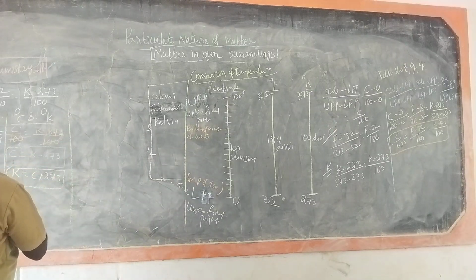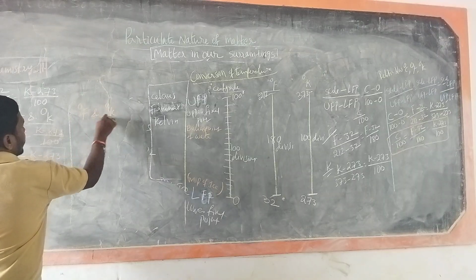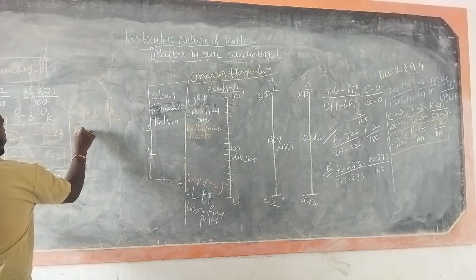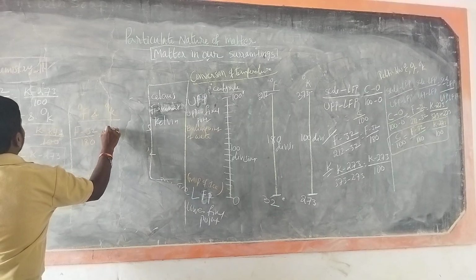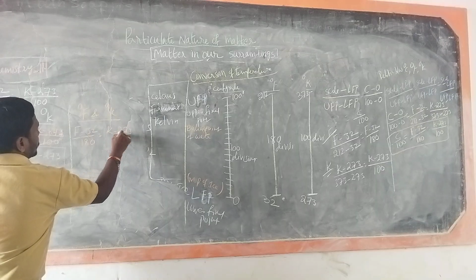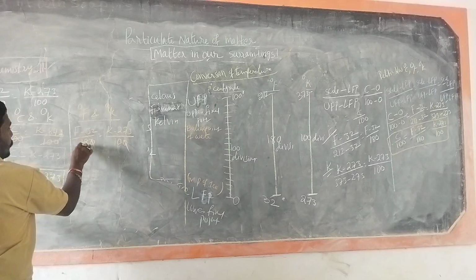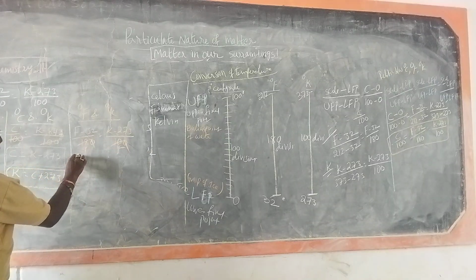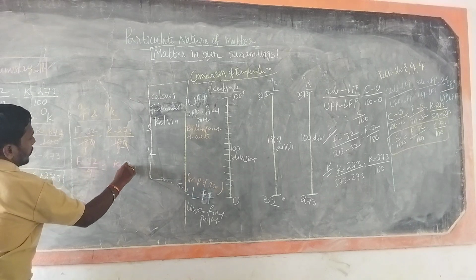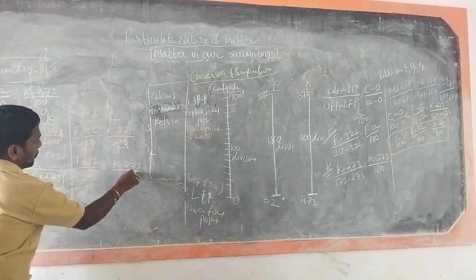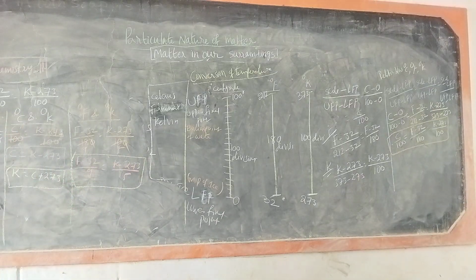Then the next one is degree Fahrenheit and degree Kelvin. F minus 32 by 180 is equal to K minus 273 by 100. Zeros get cancelled, then 2 9s are 18, 2 5s are 10. Remaining, we have F minus 32 by 9 is equal to K minus 273 by 5. So this is the relation between degree Fahrenheit and Kelvin.